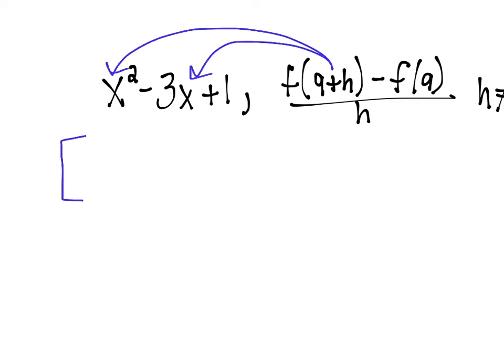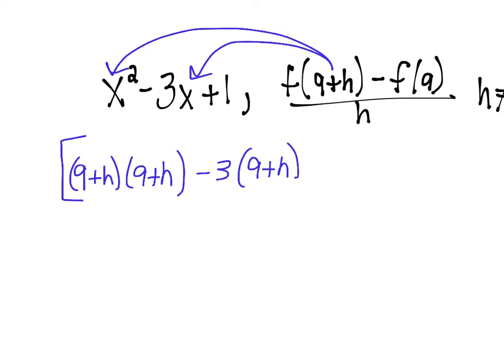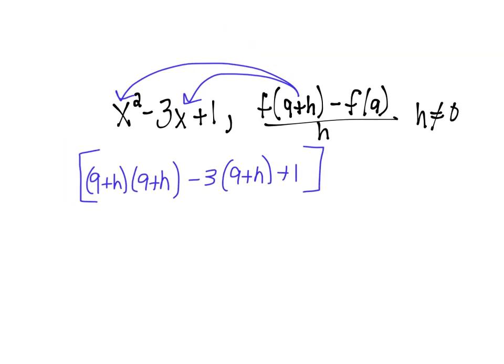I'm going to do a big bracket so you guys can see. I'm going to rewrite, instead of x, 9 plus h. How many times? Twice. Then I have minus 3 times 9 plus h plus 1. You guys see that? Everybody understand what I just did there? Okay, then I have a big minus sign in the middle.